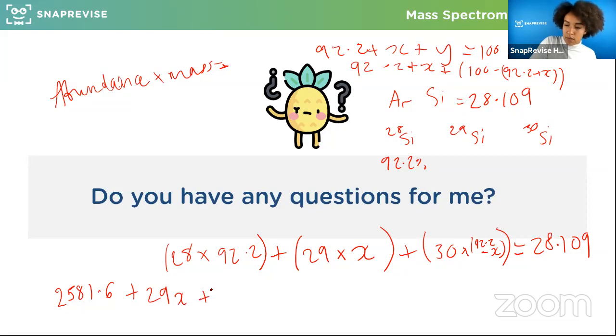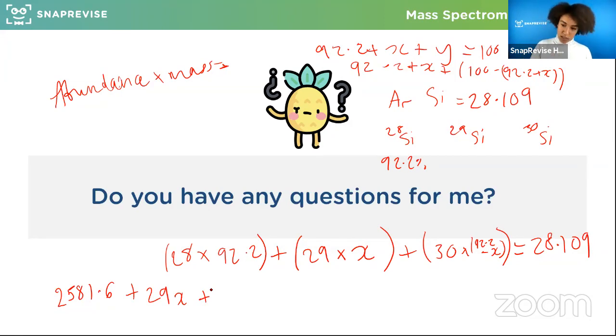And then we have 30 times 92.2, which is, oops, I've forgotten 100. Yes, I did, Hazel. I forgot 100. You guys are perfect. And this is a really good example of the fact that teachers do also make mistakes. So when you make mistakes, hopefully that makes you feel a little bit less bad.